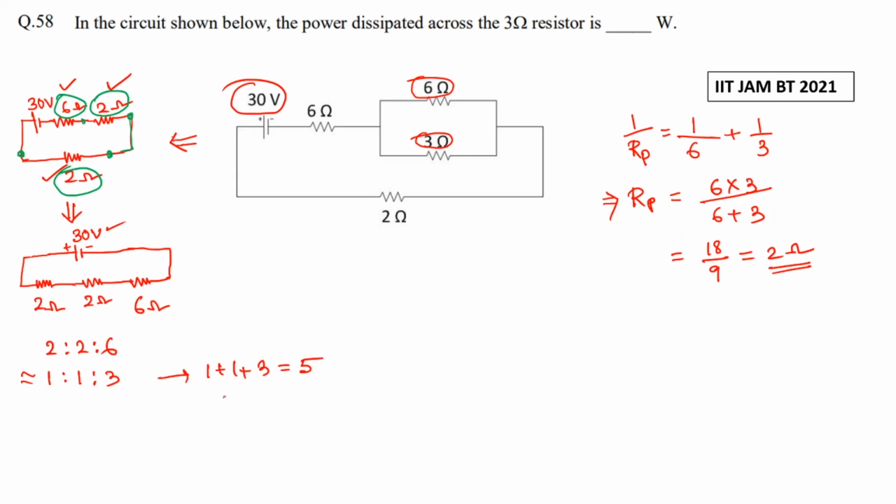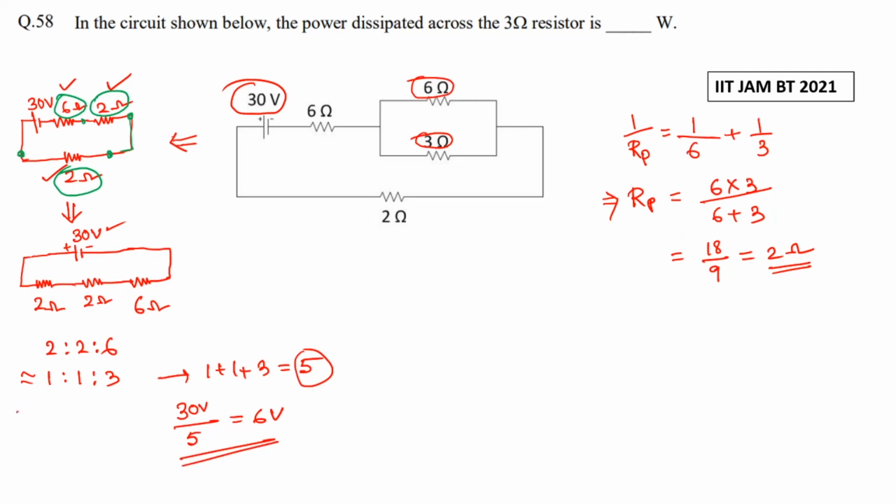Now we have a 30 volt battery, so if we divide this 30 volt by 5, we can get the potential difference or voltage difference across each of these three resistors. Okay, now how to do it? As I said, we need to divide 30 volt by 5. Okay, so it is 6 volt, right? 30 volt by 5 is 6 volt.